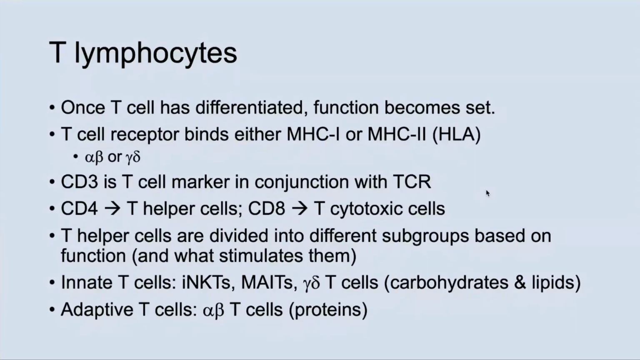CD4 is T helper cells. CD8 is cytotoxic T cells. And those can be in high concentration or low concentration, depending on how activated they are. T helper cells are divided into different subgroups. We'll talk about that in a second. And what stimulates them? Innate T cells. So these are innate natural killer T cells, the mucosal activated T cells, and gamma deltas. They recognize carbohydrates and lipids as their antigen, as opposed to protein or peptides, which are alpha betas.